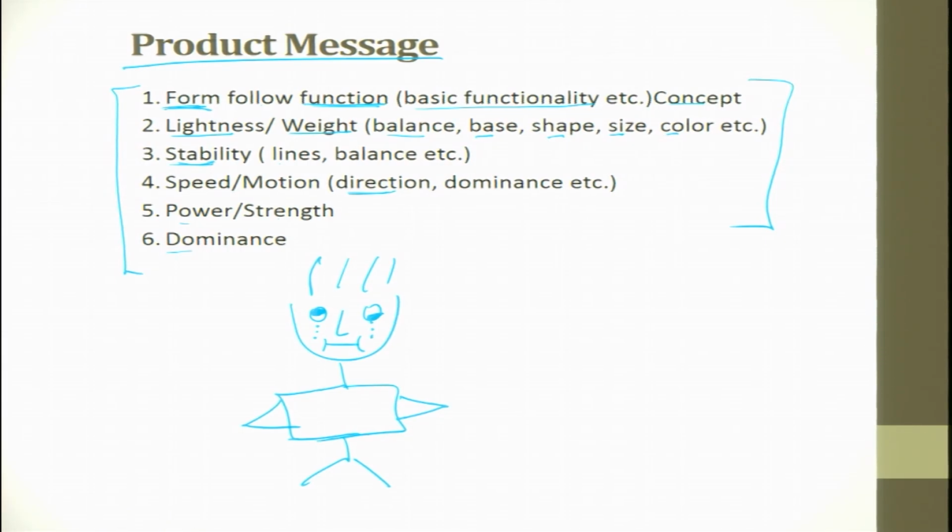So, the contrast used at the background and the form, shape, color gives a very good message about the product. So, this is very important. This is what we talk about in the product message. So, the form, we are talking about lightness and weight in terms of color. That is what we have written as balance, base, shape and color.